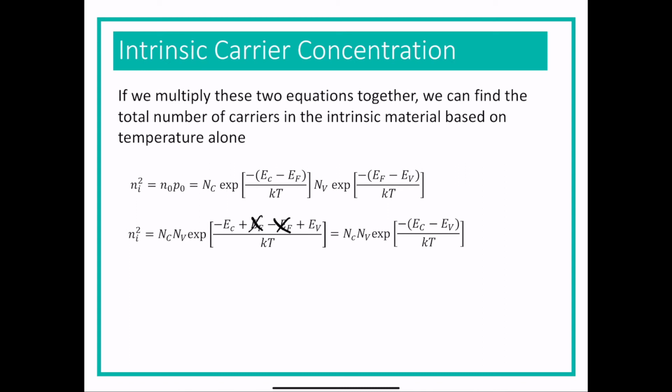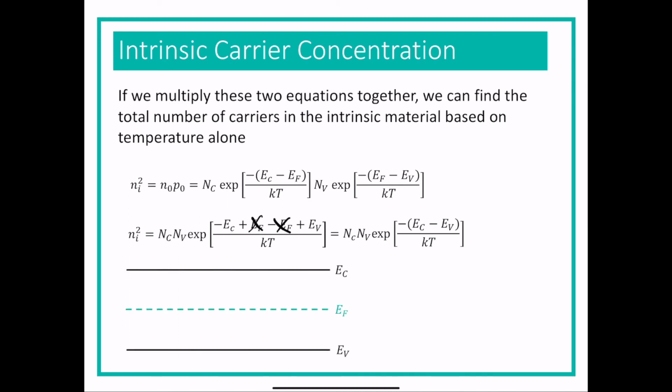That difference between the conduction and the valence energy, that's the band gap energy. That's something we can again look up on a table. It's the distance between the top and the bottom. So when we have the band gap energy between the two, we can just substitute that into that equation, and that gives us the square of the number of intrinsic carriers in any material.